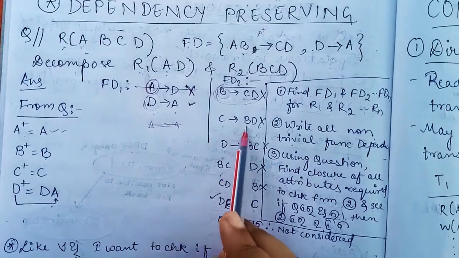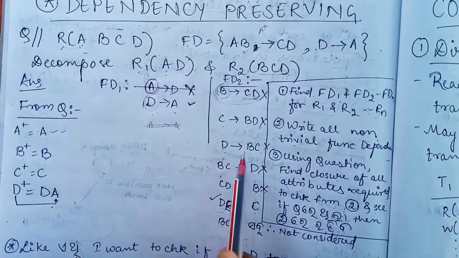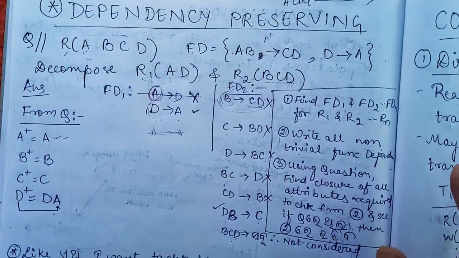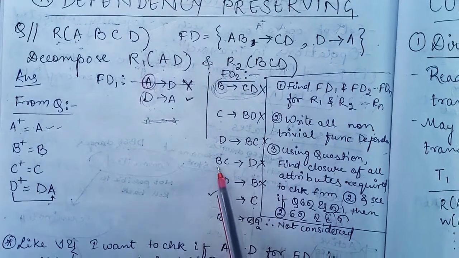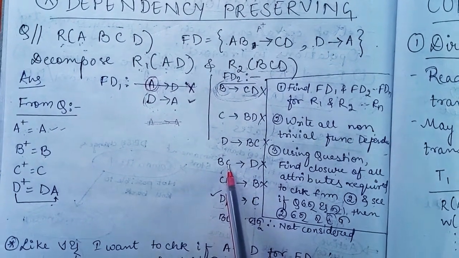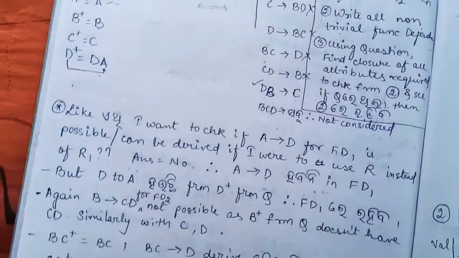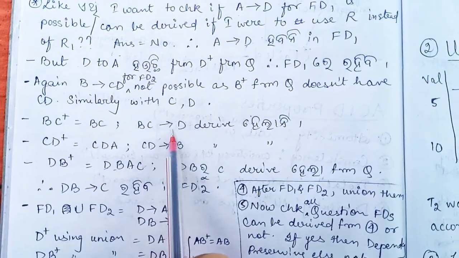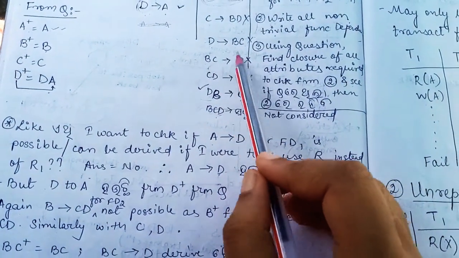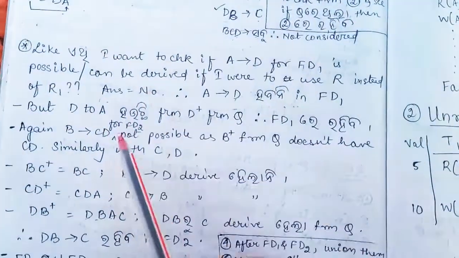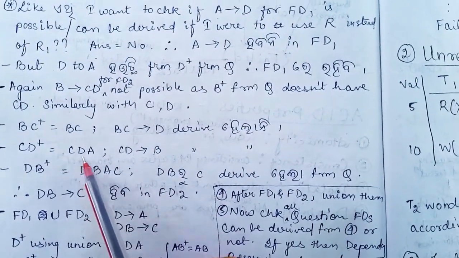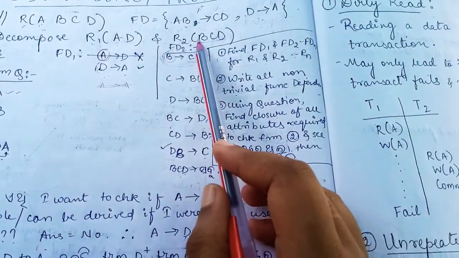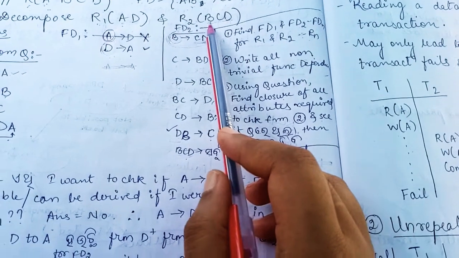Similarly, for C, B and D are not derived. For D, B and C are not derived. Therefore these three functional dependencies were not originally present in the question. Again, for BC we need to find the closure. Finding closure of BC, we get only BC. Therefore BC to D is not derived, so this functional dependency was originally not present. Similarly, for CD, we see that CDA is being derived, but A does not belong to this relation. Therefore we need to ignore it.